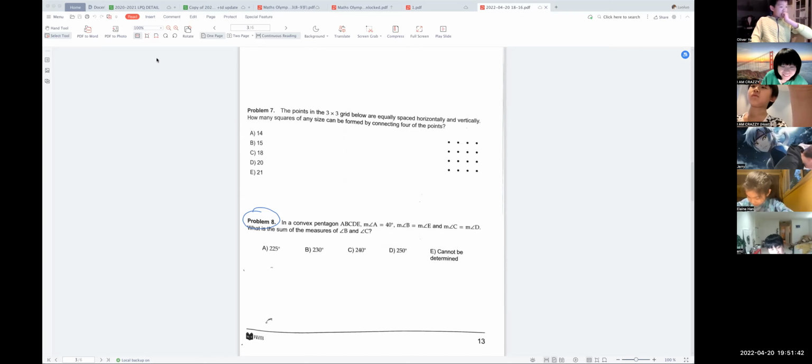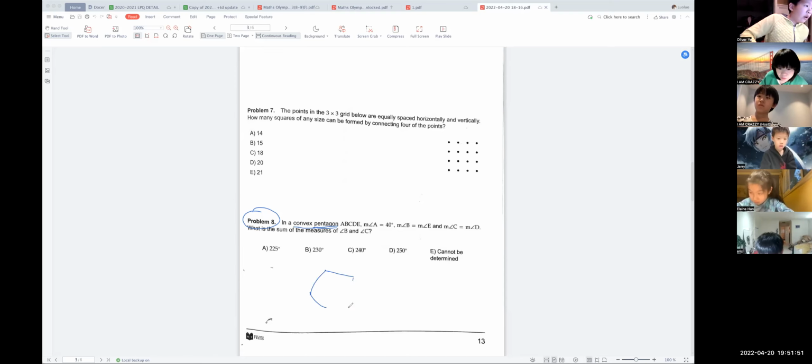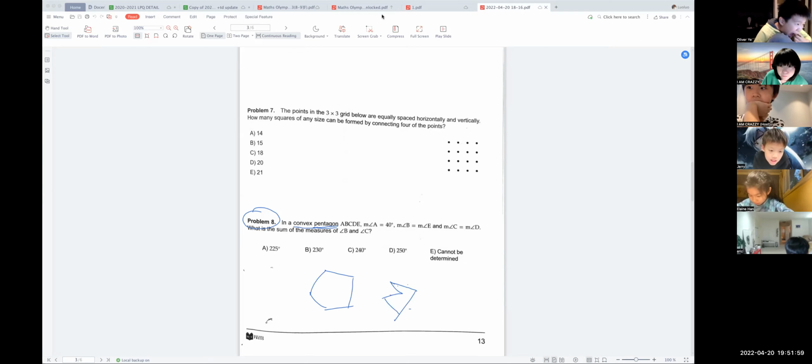Okay, so let's take a look at this one. This question is actually pretty easy. A convex pentagon is like that, it bulges outward. This is not a convex pentagon, but this is also a pentagon, right? 1, 2, 3, 4, 5.